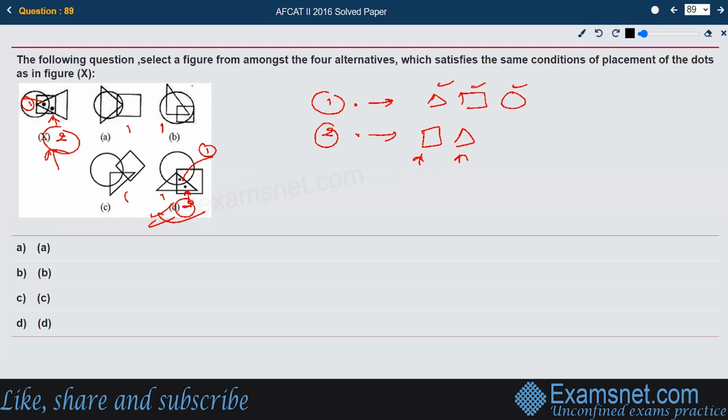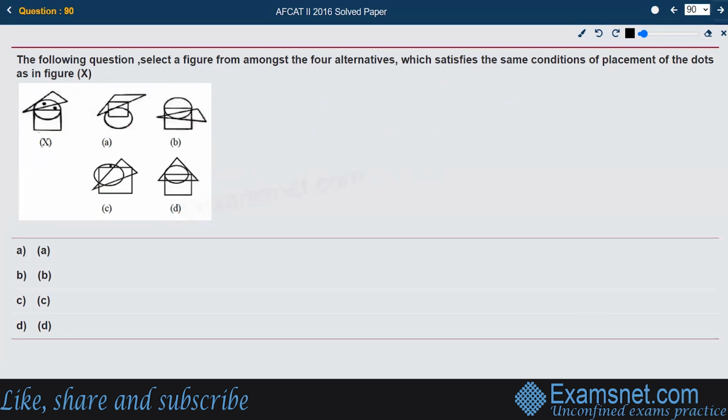Next. Again, we are supposed to find out the same thing, the placing of dots in figure X, the first dot and the second dot. Let me name this as the first and this as the second. The first dot is part of your circle and triangle, and that's it. The second dot is part of just the circle. This is the second one, this is the first one, just the circle.